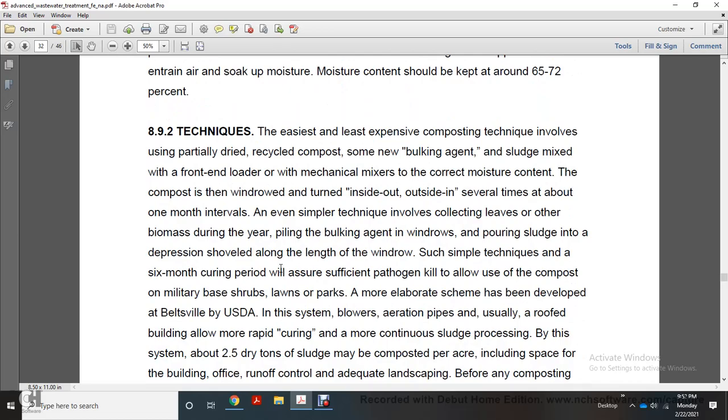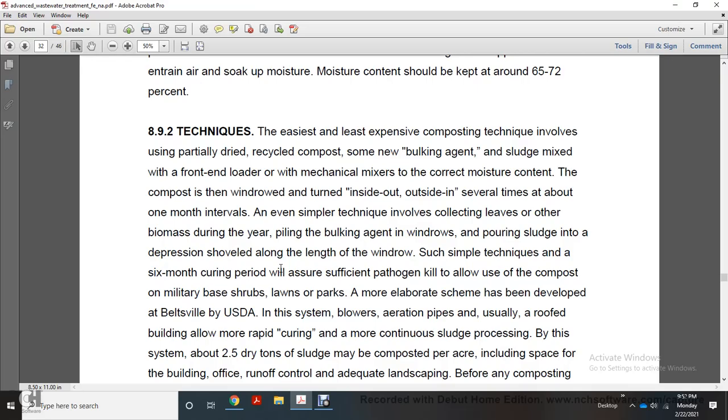Aeration techniques. The easiest technique explained from the composting involved using partially dried recycled compost, some of the new bulking agent, and sludge mixed with a front-end loader or mechanical mixer to correct moisture content. The compost was turned inside out and outside in, several times at about once-a-month intervals.